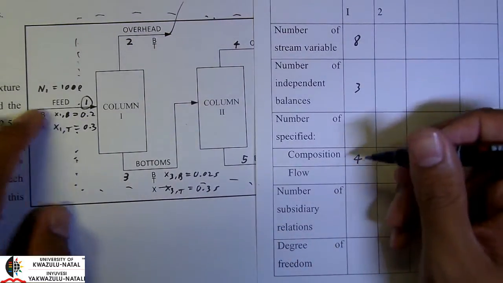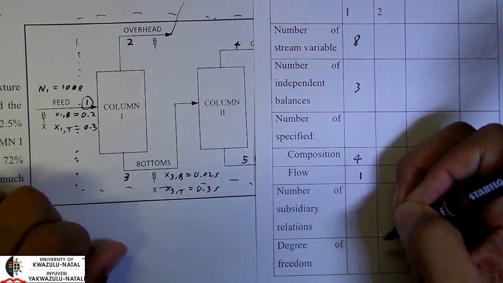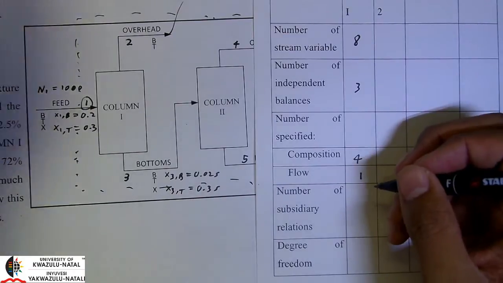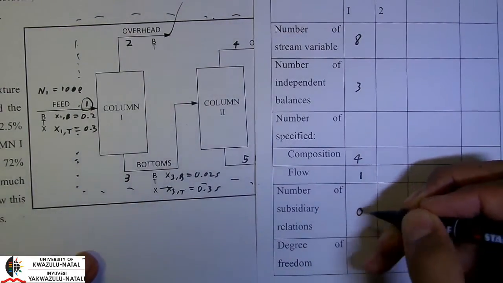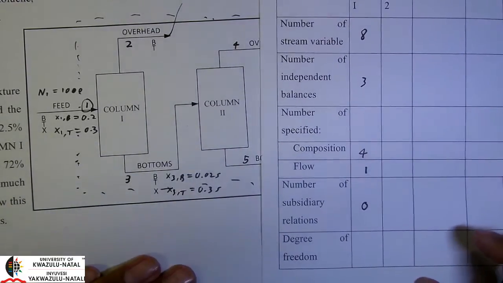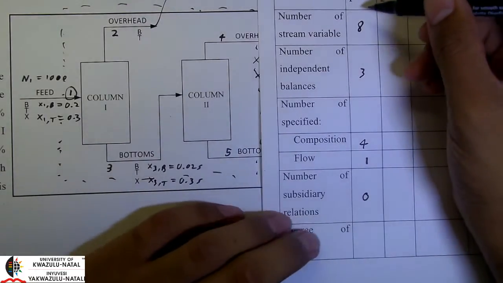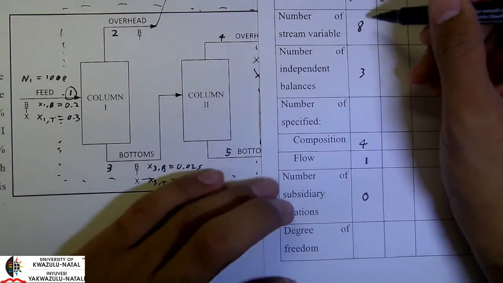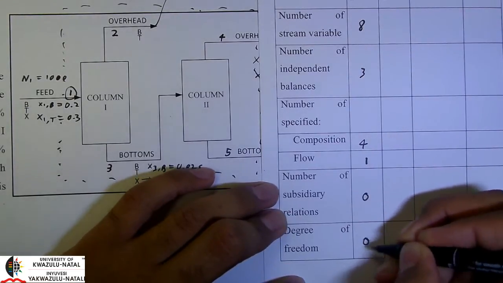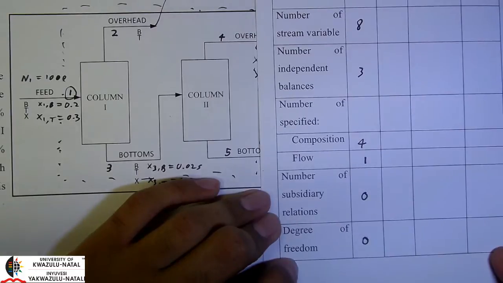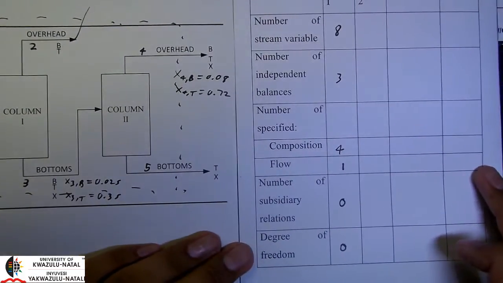We are only given one flow, and that is the feed flow rate. And at this point, we are not given any subsidiary relations for this particular unit. In fact, for this particular example, there's no subsidiary relations. Okay, and solving the degree of freedom, we can see that 8 minus 3 minus 4 minus 1, we get a degree of freedom of 0. Let's solve the degree of freedom for unit 2.